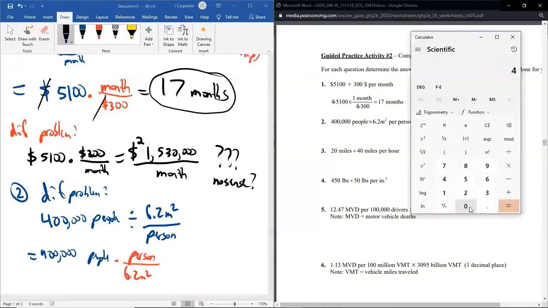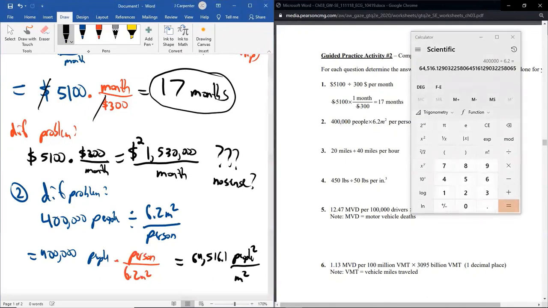So we take the 400,000, we divide it by 6.2, and that number is, let's just round to the nearest tenth, 64,516.1. The people and the person, let's just say that's people, so that's people squared. And then on top of meters squared. What in the heck is a people squared per meter squared? That doesn't make no sense.